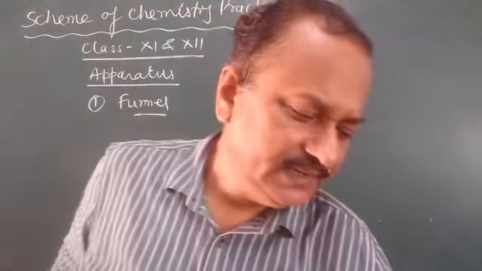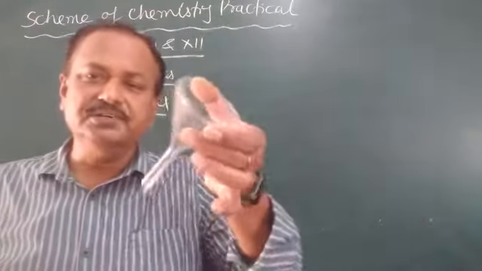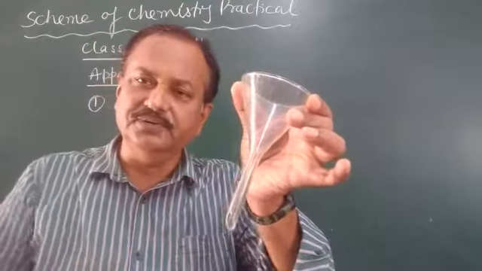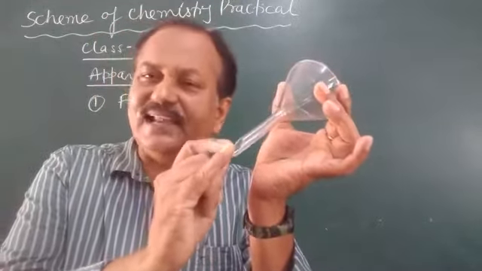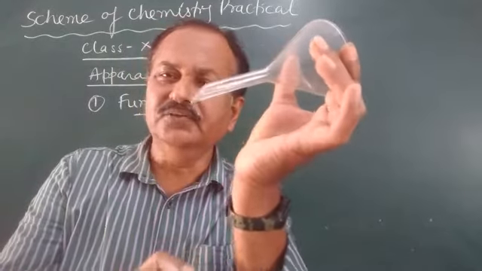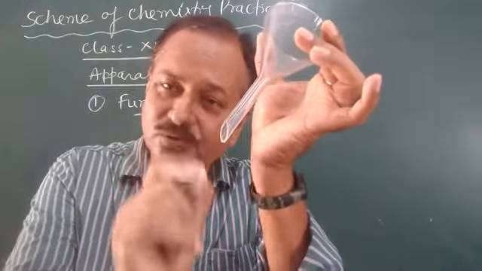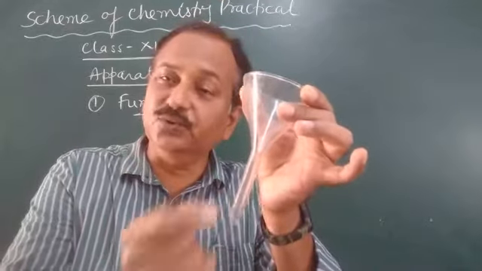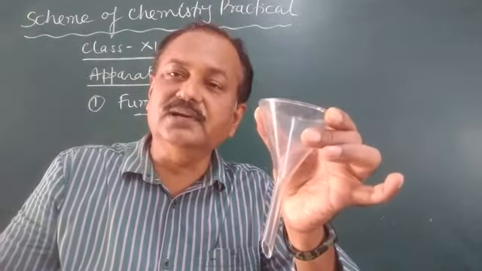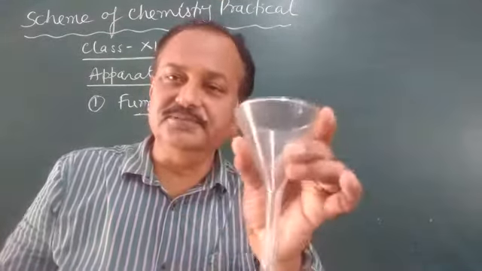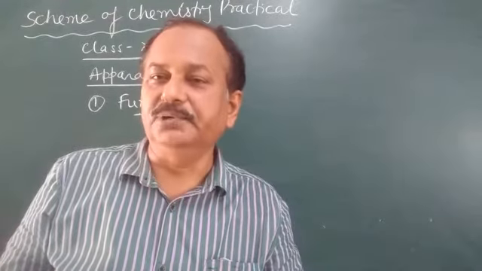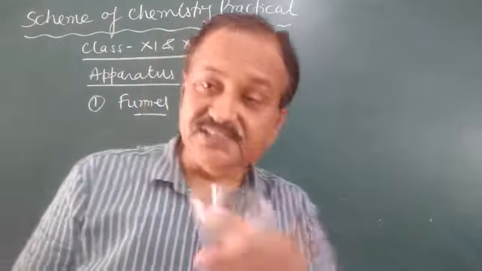Funnel: it is a conical glass with a tube, and here it is slanted. See, it is slanted. Why is it slanted? To allow the liquid to come down drop by drop. If it is not slanted, it will come down immediately. It is made of glass, or it can be made of plastic also. So this is called a funnel.